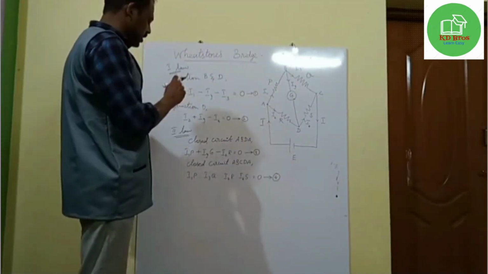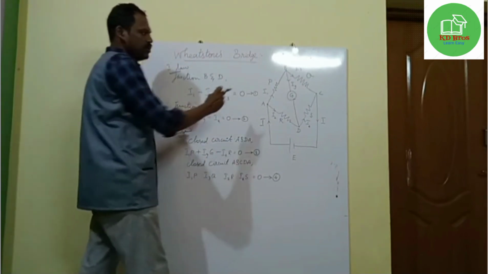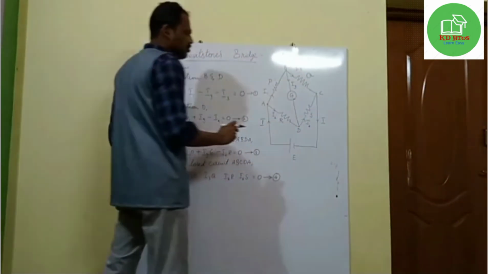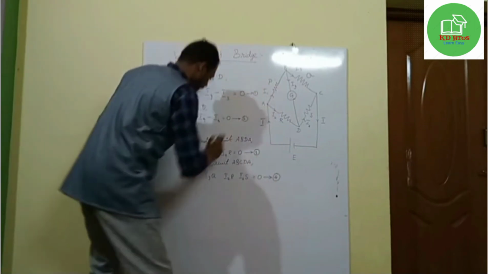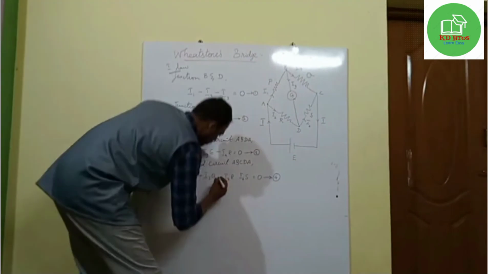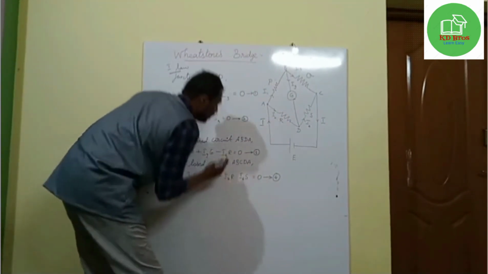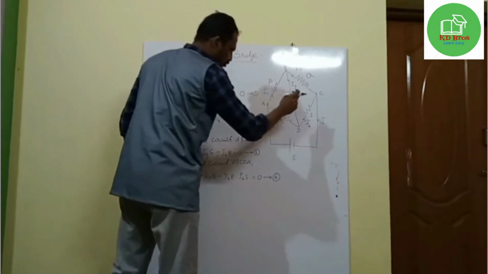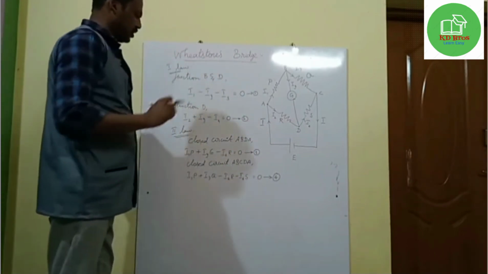Now we have to introduce the sign value. As I said earlier, when the current passes in clockwise direction, we represent it as positive. So I1 P is positive, I3 Q is also positive, then I2 R is negative because it is moving in anti-clockwise direction. The same way I4 S is also negative. This is the fourth equation.